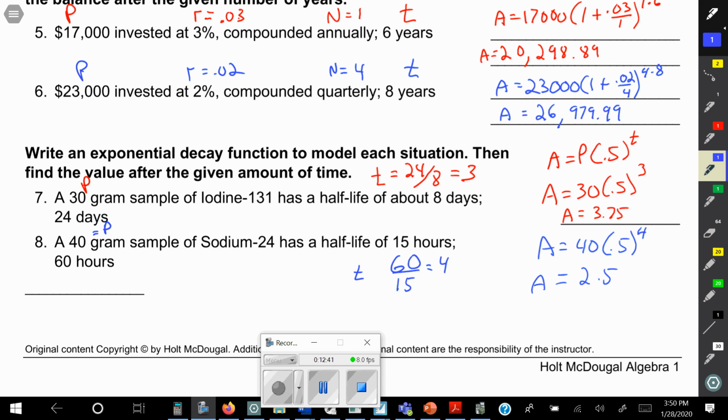All right, so this is what we got here on this one. The half-life on the first example with 30 grams is our principal, and the time, 24 divided by 8 is 3. We plug in that T, that's the number of half-lives we have. So we got 30 times 0.5 raised to the 3, and that's going to get you 3.75.